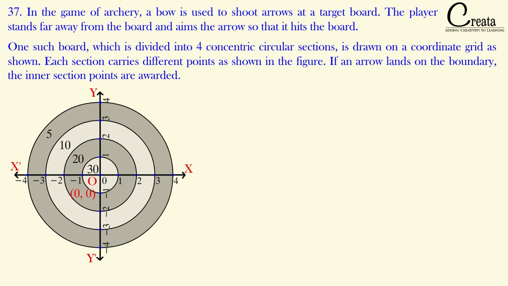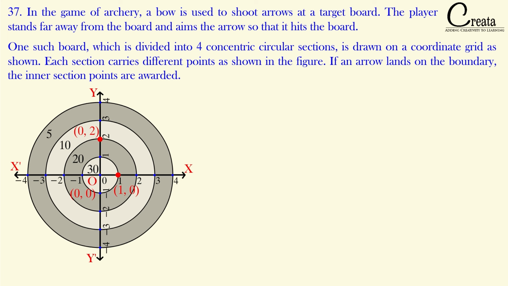For example, what will be this point? This will be 1, 0. The x coordinate is 1 and the y coordinate is 0. What will be this point? This will be 0, 2. Got it? It is just the simple coordinate system we have applied. This is the coordinate system with 0 as the center of this board.